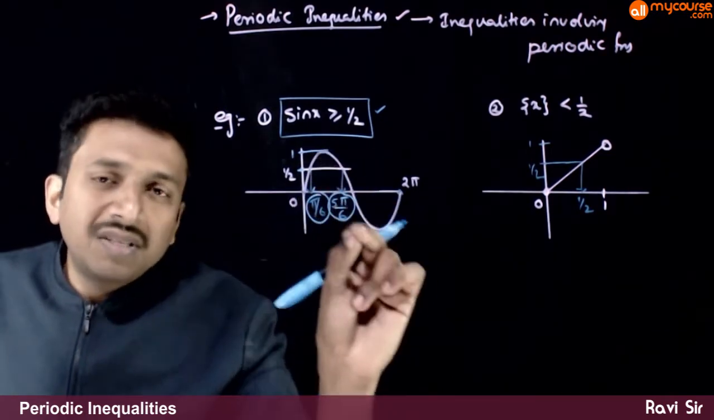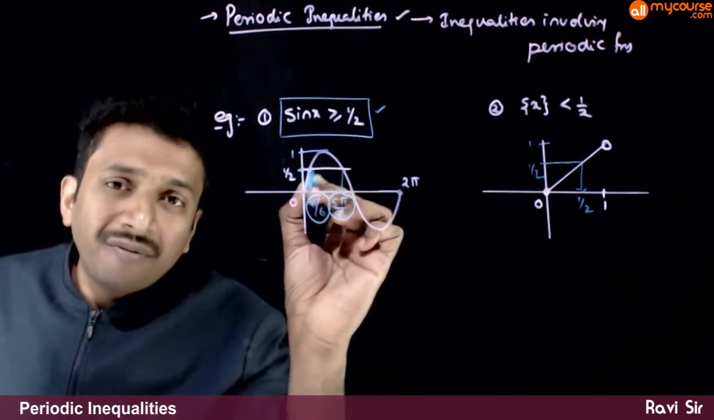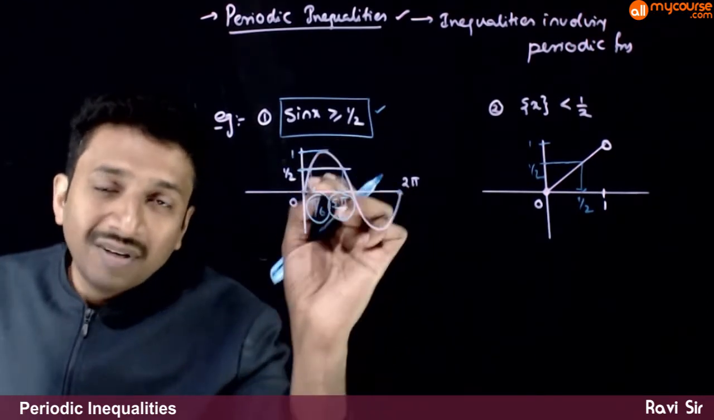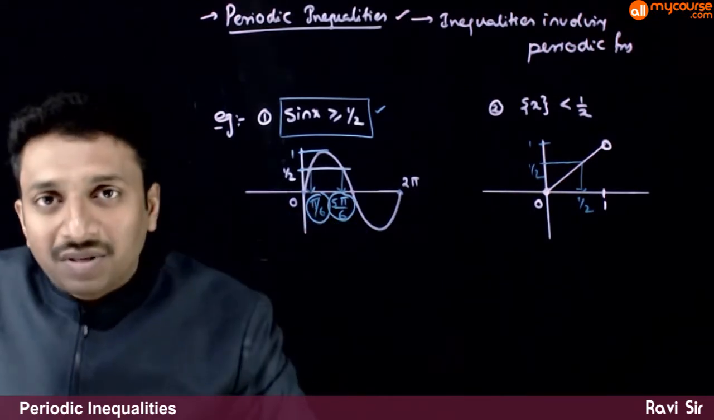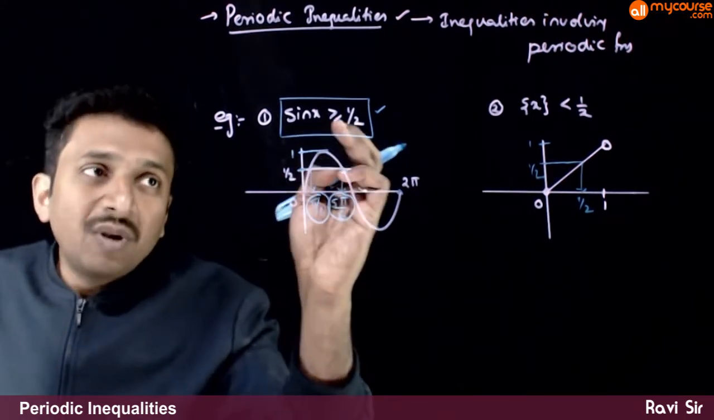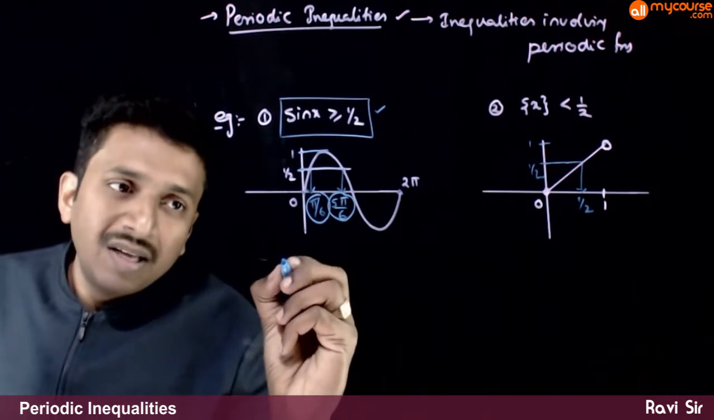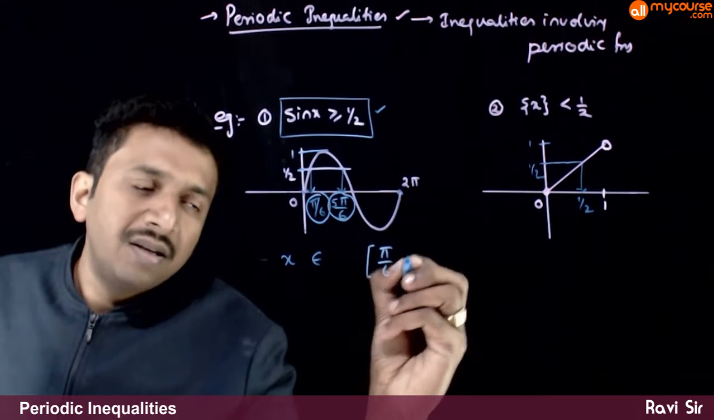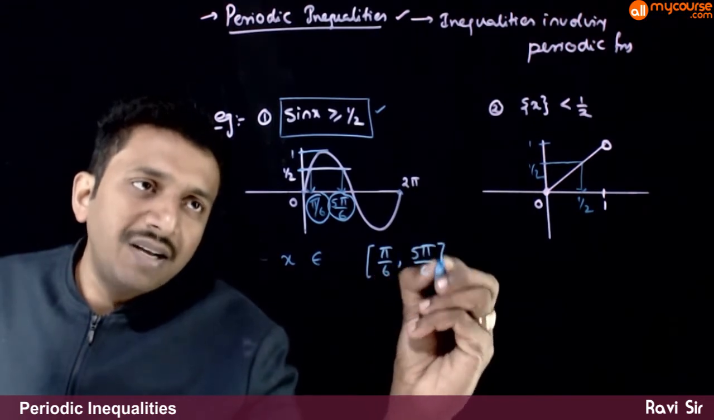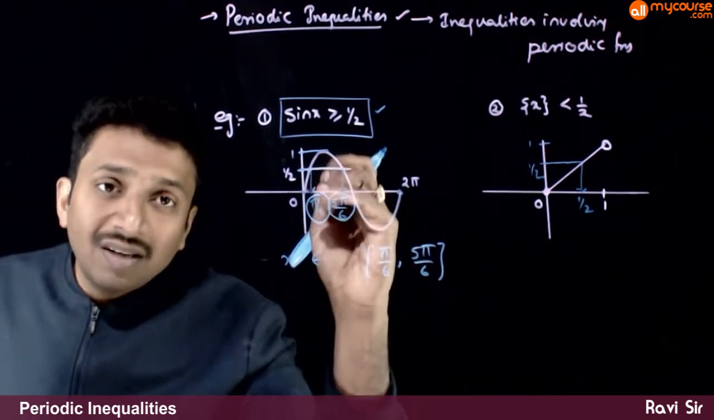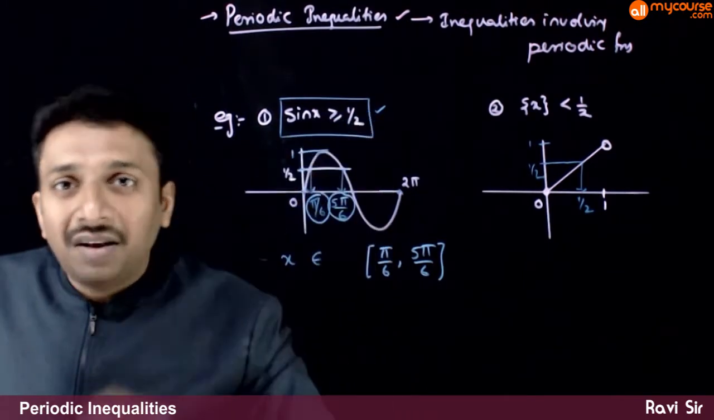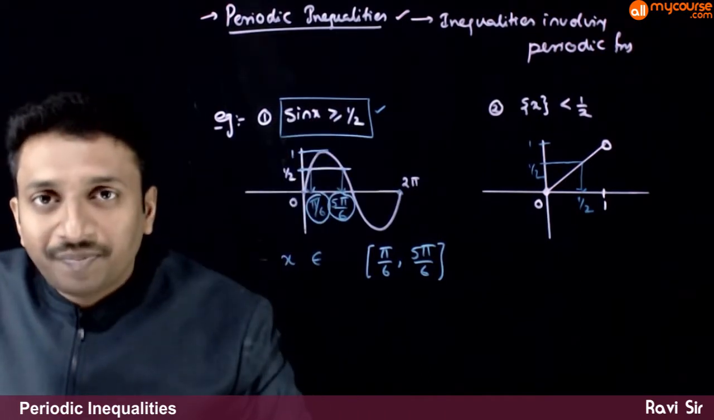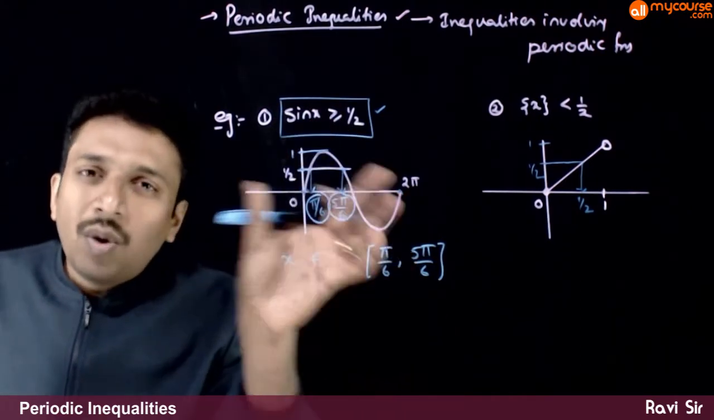So if you carefully observe this graph, the graph of sin x lies above y is equal to half, between pi by 6 and 5 pi by 6. So sin x will be greater than or equal to half when x belongs to closed interval pi by 6 to 5 pi by 6, right? Because between pi by 6 and 5 pi by 6, the value of sin x is greater than or equal to half. I am using a closed interval because you have equality also. Now this is the solution in one cycle.